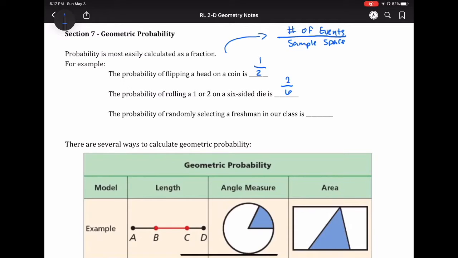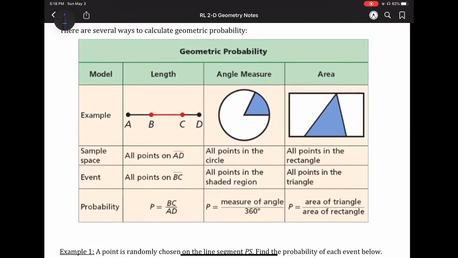The probability of randomly selecting a freshman in our class. Okay, so we're doing remote learning. We can't really figure out exactly how many freshmen are in each individual class. So let's just say there's 24 people in our class, so that will be our sample space. And let's say that 3 of them are freshmen, so there's 3 chances of selecting a freshman out of the total 24 students.